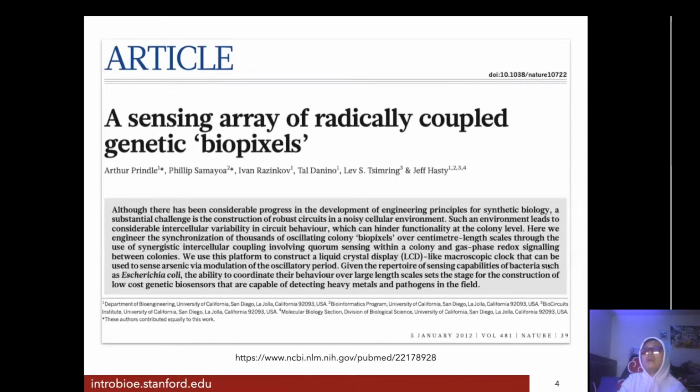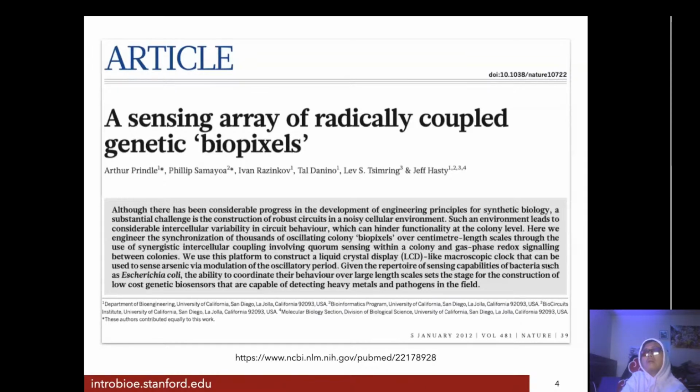Maybe that has something to do with radically coupled. "We use this platform to construct a liquid crystal display-like macroscopic clock that can be used to sense arsenic, an environmental pollutant like polluted water, via modulation of the period of oscillation." Given all this, I'm paraphrasing, they have set the stage for the construction of low-cost genetic biosensors that are capable of detecting heavy metals and pathogens in the field. By in the field, they mean in the real world.